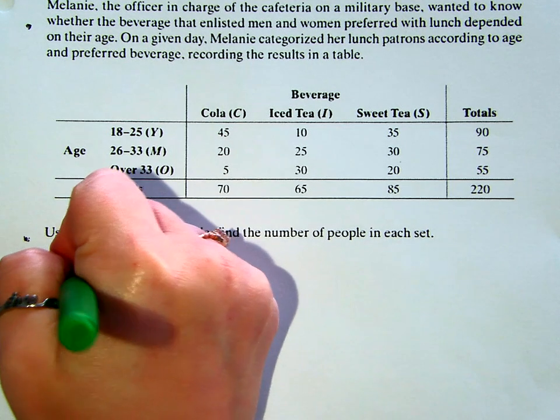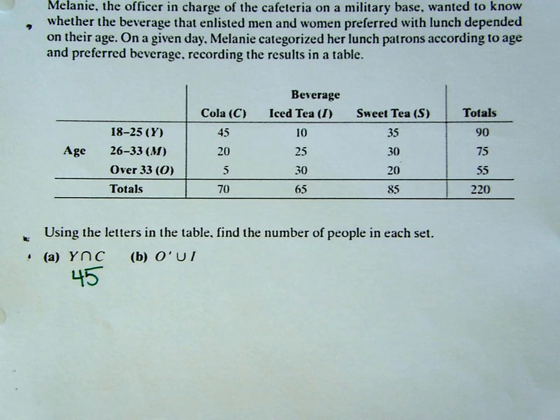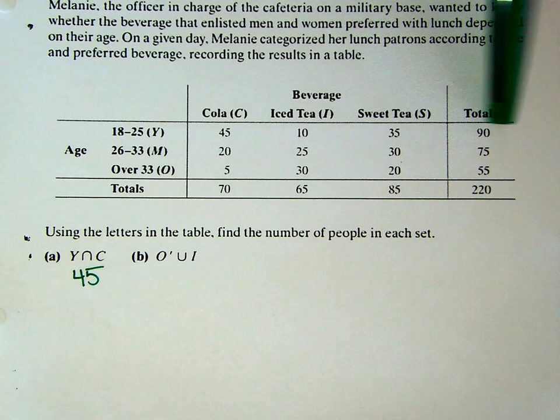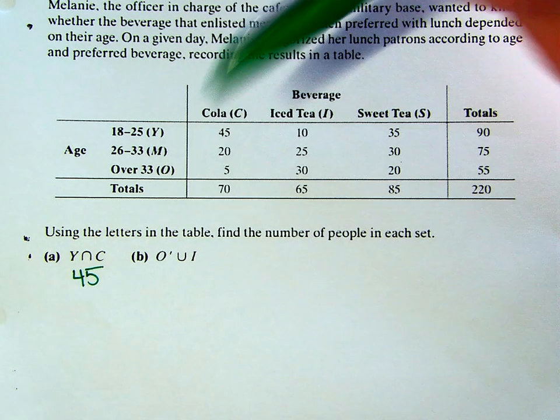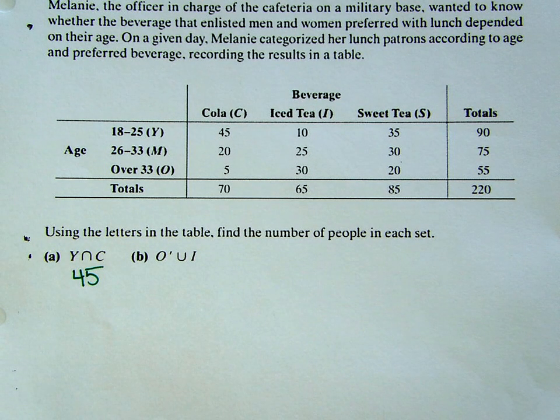There are 45 people that chose cola that are also considered young. That's what it's asking. Okay, so the U is not everything outside of cola. That would be the outside, the other side, would it? So union would be taking everybody in the youth column and adding everybody in the cola column. We'd be combining two different groups, everybody who's young and everybody who chose a cola.